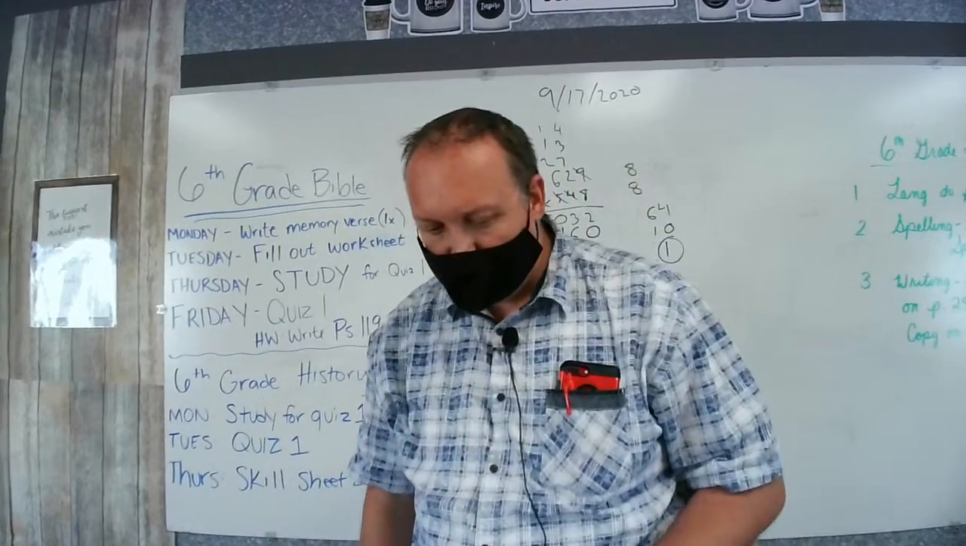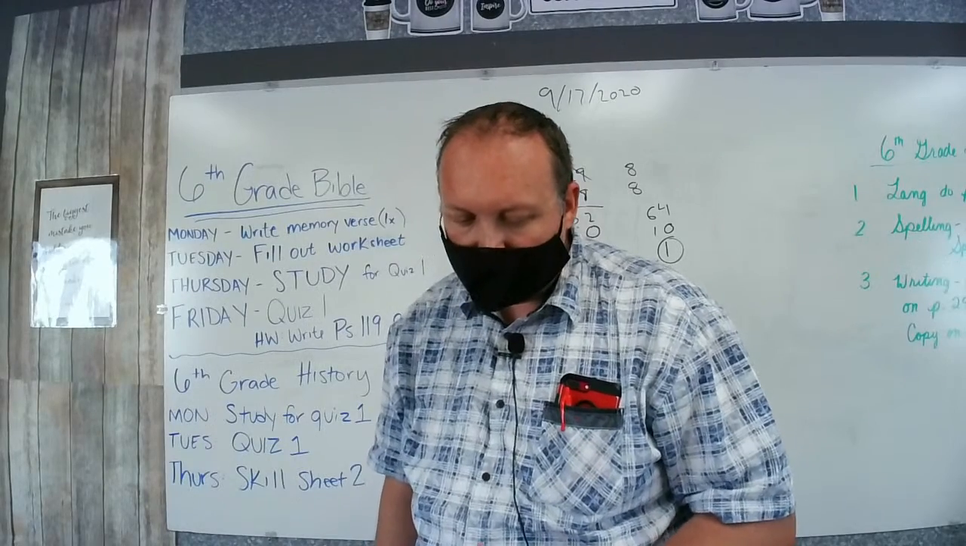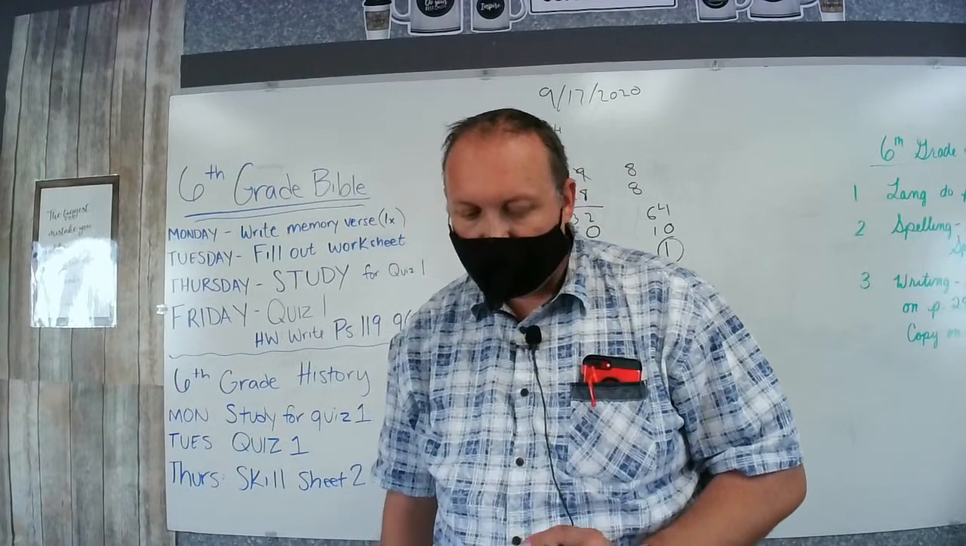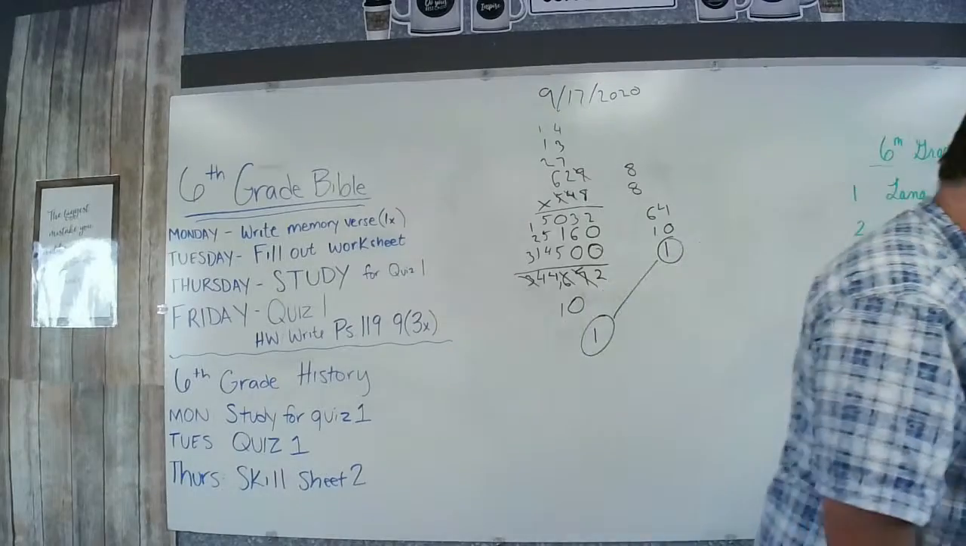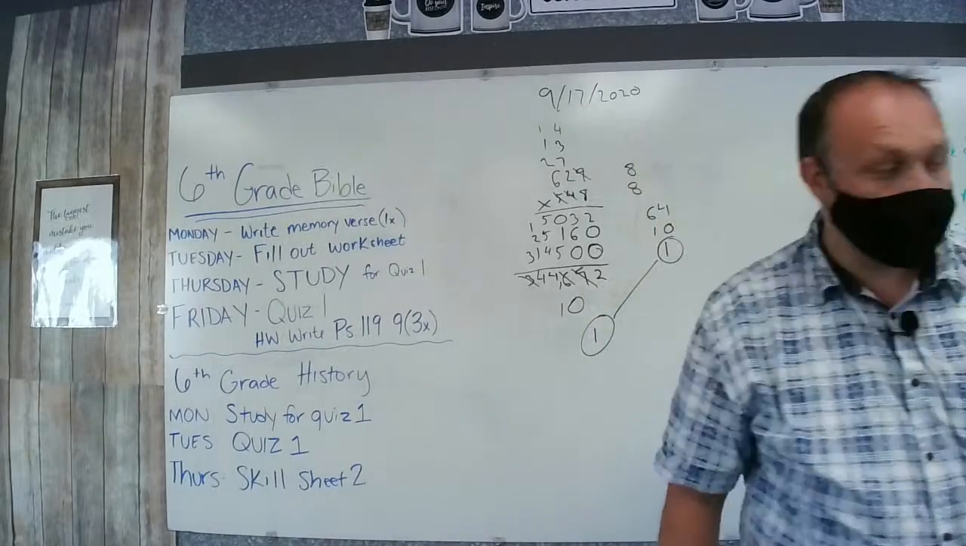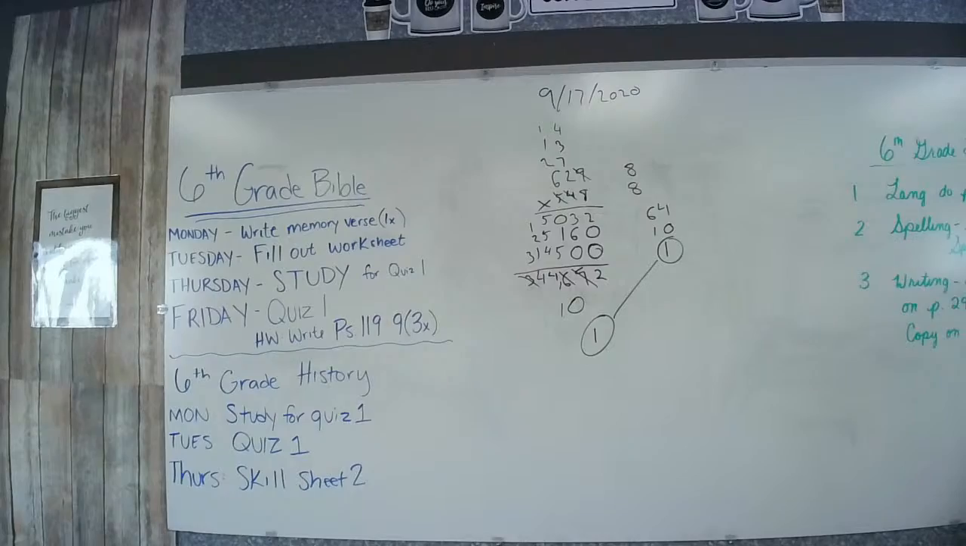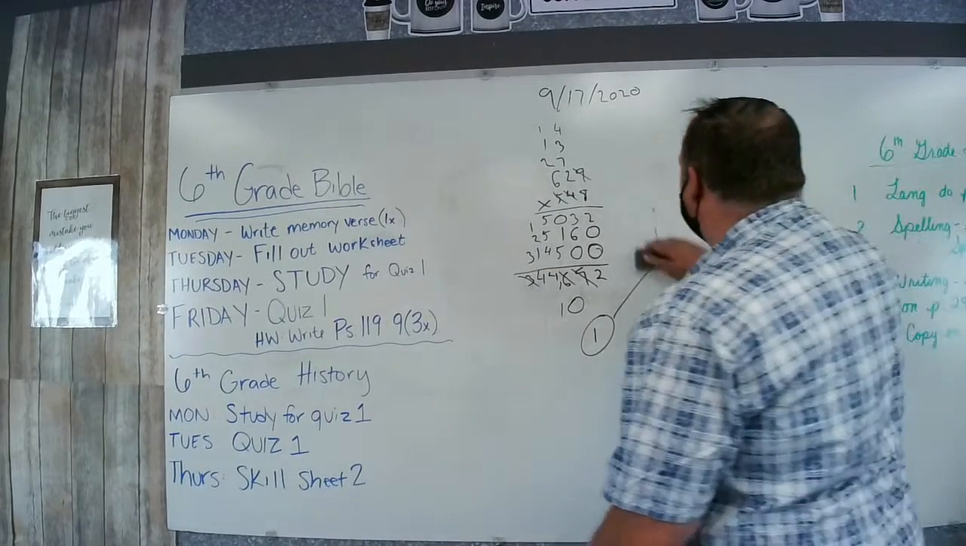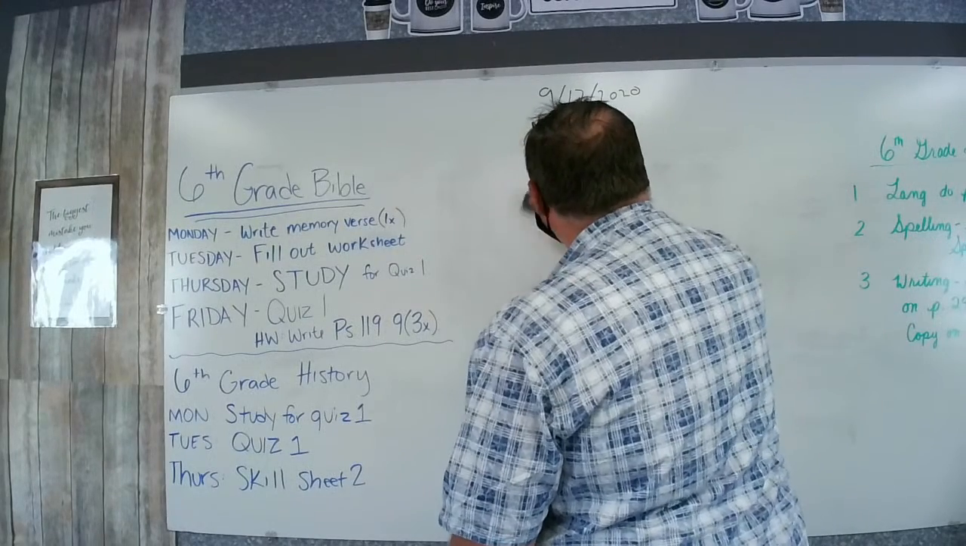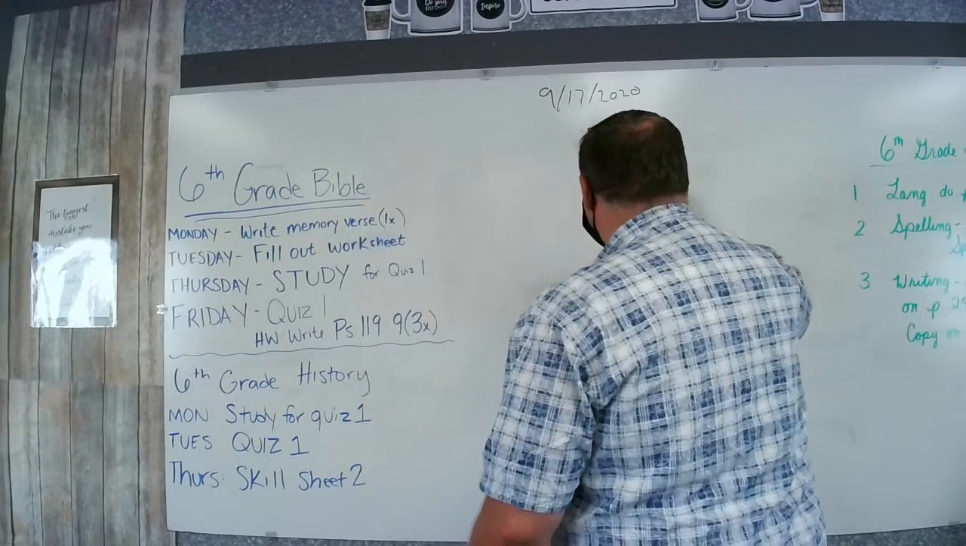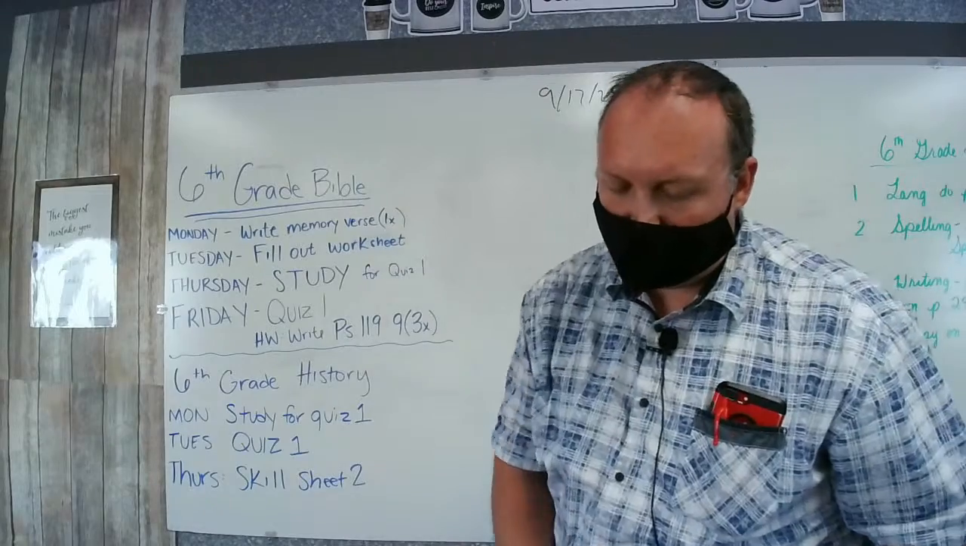Let's go to section 2. And I want you guys to look at letter A. Section 2, letter A. We're going to multiply and then we're going to cast out our 9s.